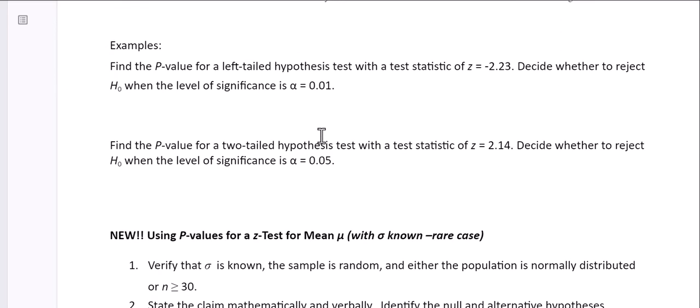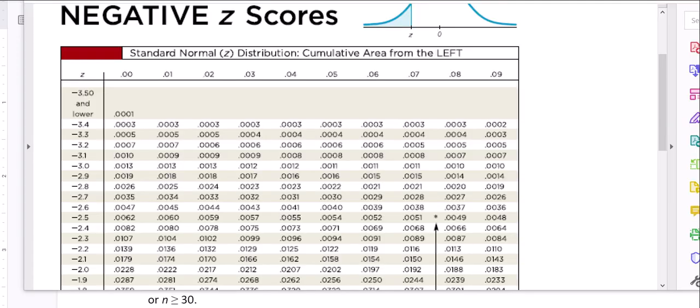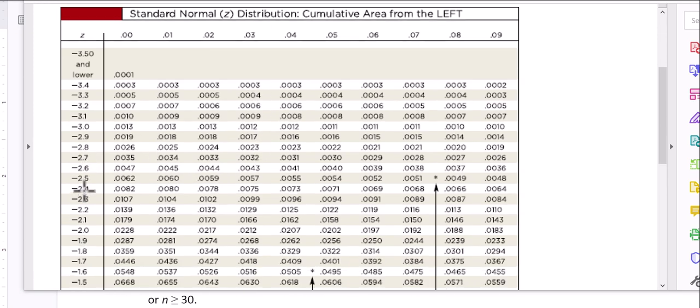So let's try this example. Find a p-value for a left-tailed hypothesis test with a test statistic of z equals negative 2.23. Decide whether to reject the null hypothesis when the level of significance is 0.01. So first we need to look up the p-value for negative 2.23. So we go to our z-scores table, and you can access these via your textbook, or also I put them in the modules under statistical analysis tools. They're loaded in there. So here's negative 2.2, and then we want 3, so that's 1, 2, 3, the fourth one over.